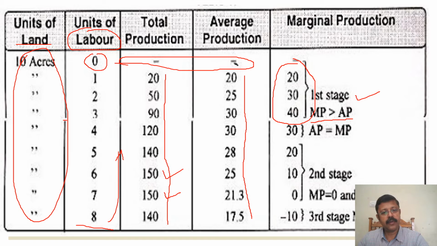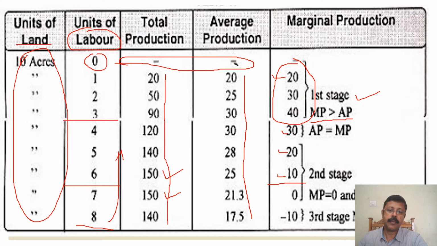Stage 1 will be up to 3 laborers. Now what happens is that you keep on increasing the laborers from 4 to 5 to 6, right? Until this particular level, that is until the 6th laborer, your output increased. You can see that your output was increasing from 120 to 140 to 150, but it increased at a decreasing rate, because as you added more and more laborers, your output per laborer only decreased from 30 to 20 to 10. That is, initially one laborer could give you 20.